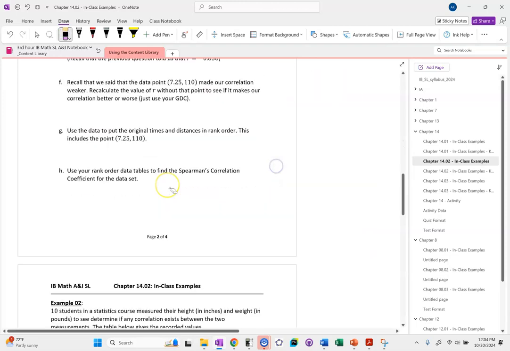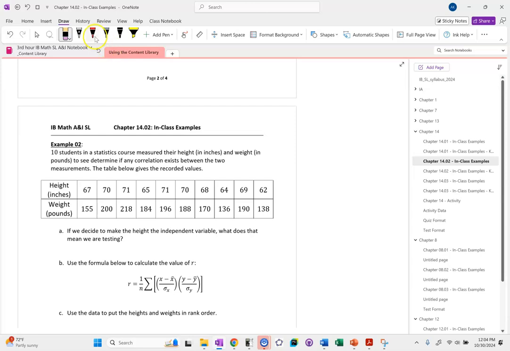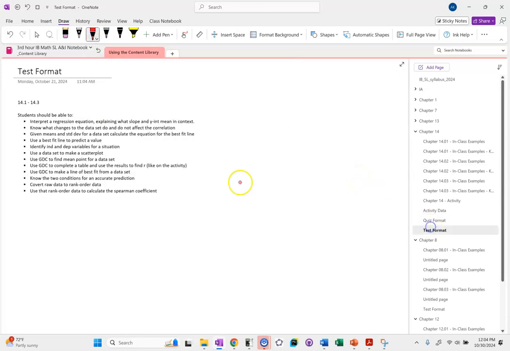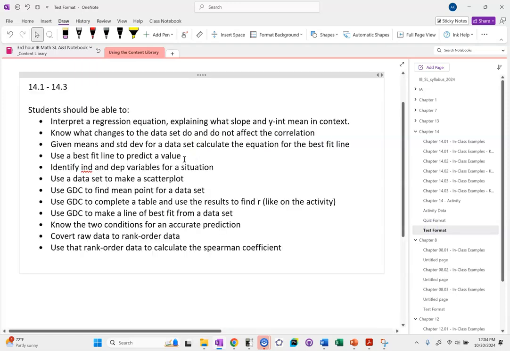I want to go back here and do another example. Okay, so for your test, here's the stuff that you should be able to do. Interpret a regression line, explaining what slope and y-intercept mean in context. We've practiced that a couple of times. You should be getting better at that and more comfortable with it. Know what changes to the data set do and do not do to affect the correlation.